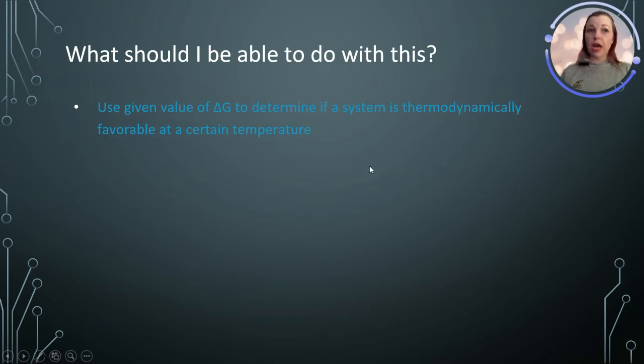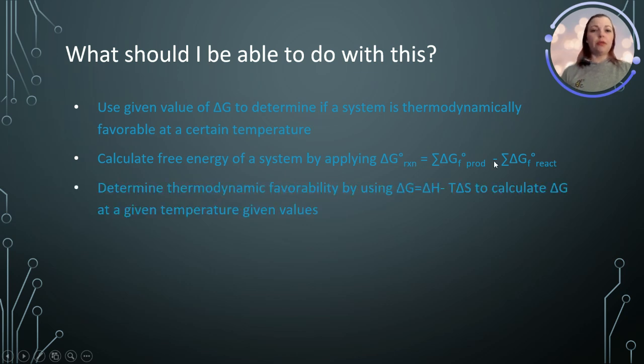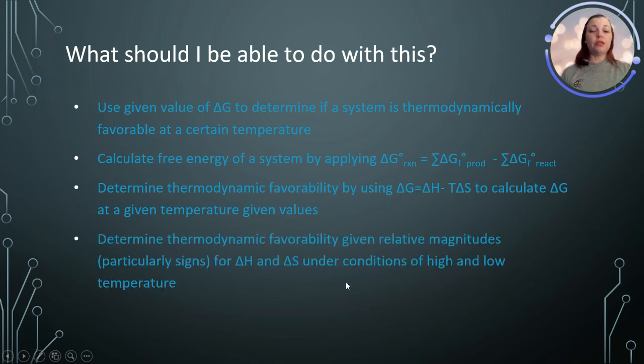So what should you be able to do with this? There's quite a lot actually that you should be able to do with this. We see this come up really frequently on the exam. So first of all, use a given value of delta G to determine if a system is thermodynamically favorable at certain temperatures. Calculate the free energy of the system by applying the summation formula again. Determine thermodynamic favorability by using the Gibbs free energy equation to calculate delta G at given temperature values.